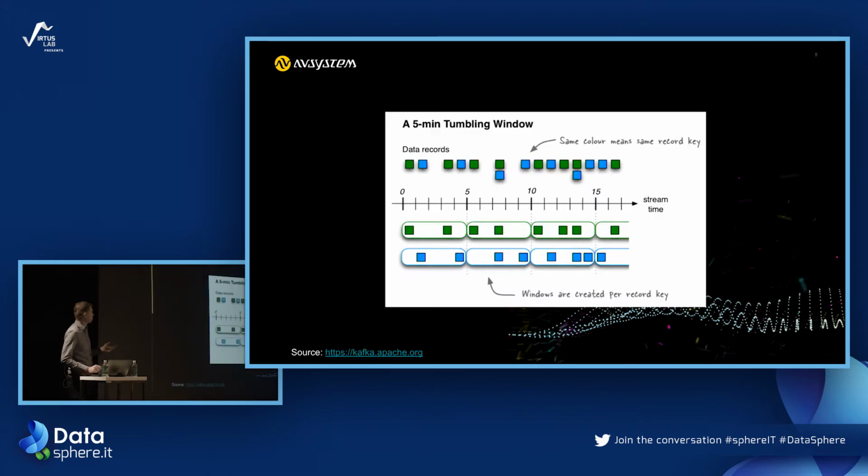So the first example is about a tumbling window. Here on the input you can see two types of records. One type is colored green, and the second is blue. So you can imagine that those are two types of keys of these messages, and those are grouped into two streams and divided into 5 minutes time windows.